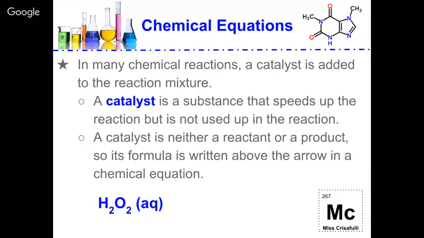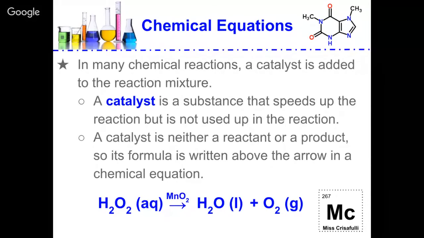When hydrogen peroxide decomposes, it's a very slow process. So we're going to need to use a catalyst in order to speed it up. So hydrogen peroxide decomposes to water and oxygen gas. And the catalyst that we use is manganese 4 oxide.